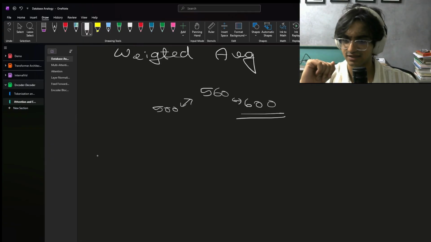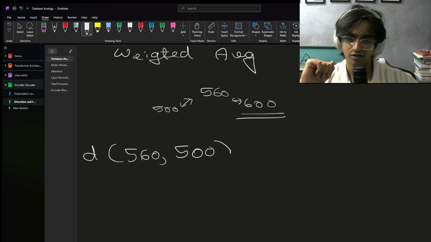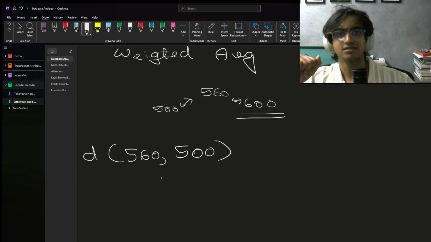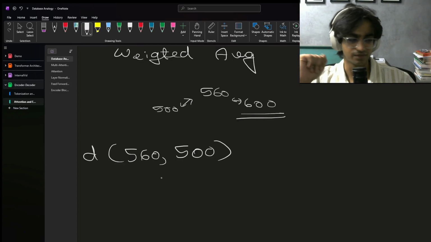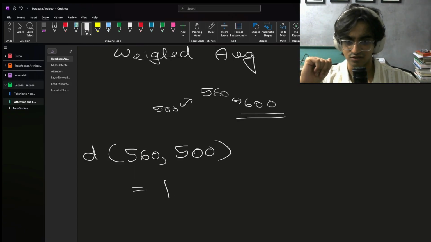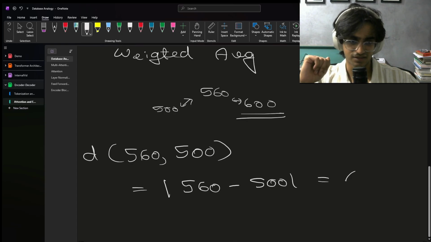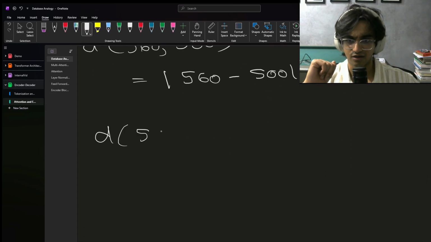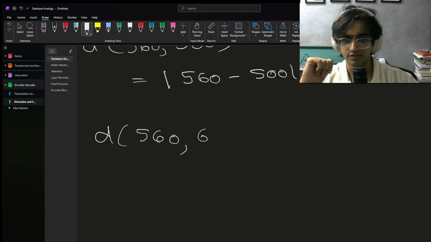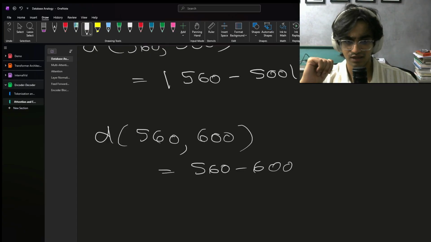So first, let's calculate the distance. So the distance between 560 and 500. We're going to use the Manhattan distance. So the Manhattan distance is just defined as the absolute value difference between the 2 points. So by that I mean it's just simply 560 minus 500, which is 60. Similarly, we're going to find our point, our query, with respect to the other point. So this is 560 minus 600, and again absolute value, which is 40.